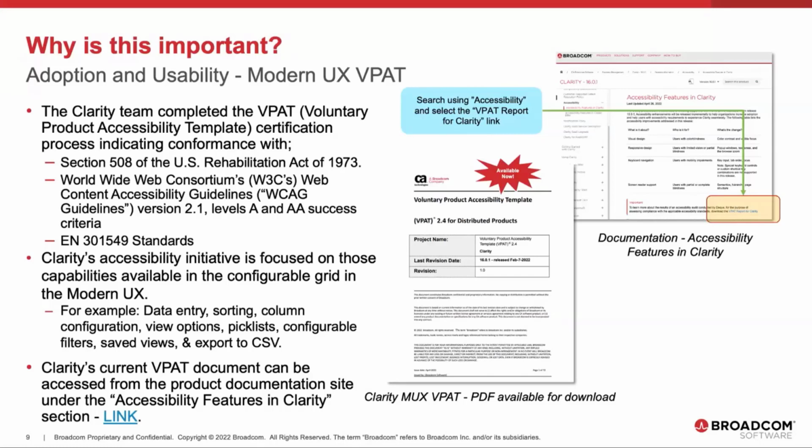Now, reminder, the VPAT is for Clarity's modern UX, and our accessibility initiative is and remains focused on those capabilities available in the configurable grid within the modern UX. Just as an example of capabilities that are now documented, things like data entry, sorting, column configuration, view options, pick lists, and export to CSV are a number of capabilities that are available in the grid. So we're very excited to have this document ready for your internal consumption.